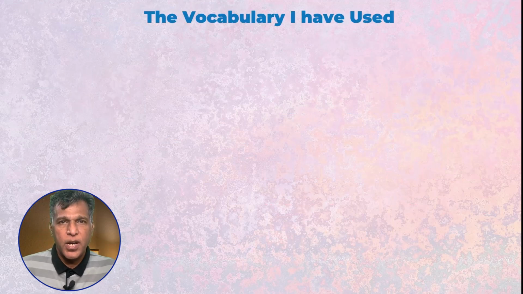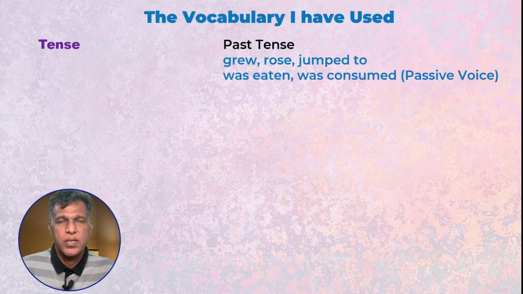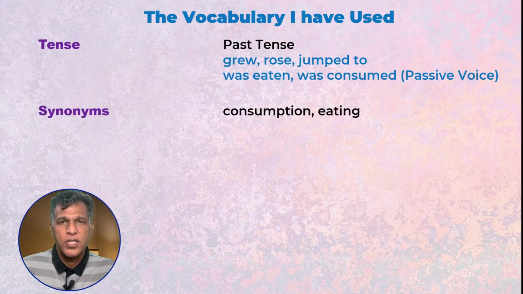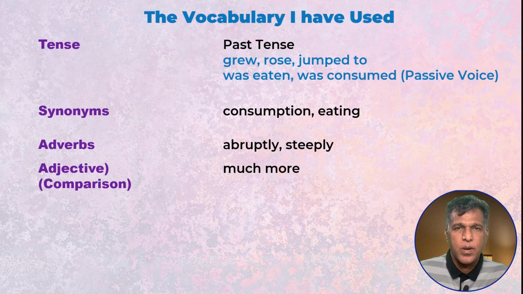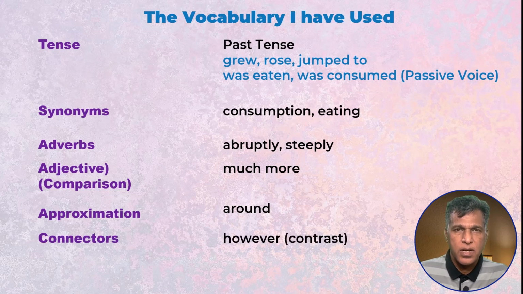Let's check the vocabulary I used in the first body paragraph. I used past tense: grew, rose, jumped. I also used passive voice: was eaten, was consumed. I used synonyms: consumption, eating. I used adverbs: abruptly, steeply. I used comparison: much more than. I used approximation: around, almost, nearly, and I used a connector, however.